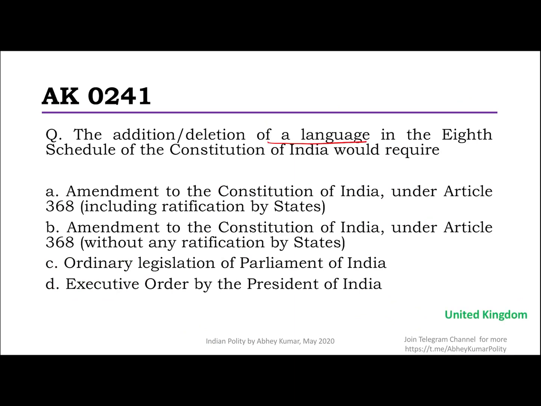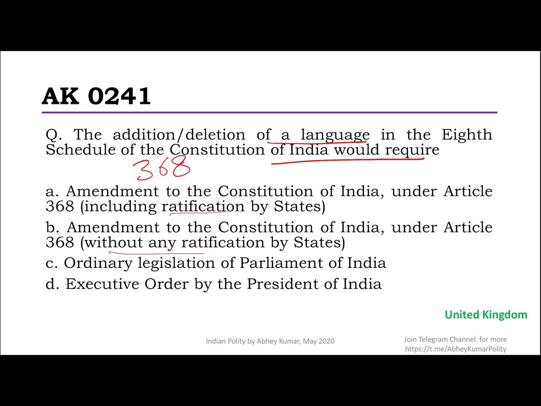The addition or deletion of a language in the 8th schedule of the Constitution of India would require... Now, there's nothing specifically written there, and that's the answer as well, that if nothing is written there in terms of how a specific provision is to be amended in the Constitution, then we know Article 368 applies, and even if you can't recall whether it will require ratification or no ratification, just think about it.